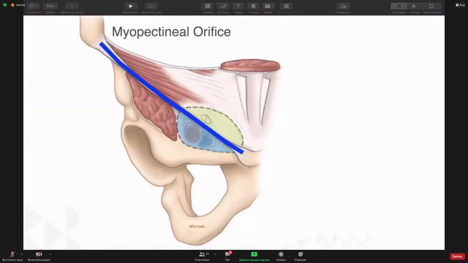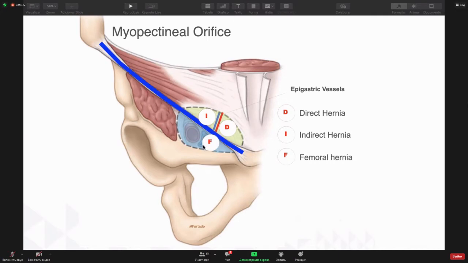Once again, the orifice, the space and the place of the hernias: these are the epigastric vessels, and everything is in the medial part of these epigastric vessels. We have the direct hernias in the Hesselbach triangle, and laterally we have the indirect hernias in the internal ring. Posterior to the iliopubic tract we have the femoral hernias, in the femoral space of the femoral vein.